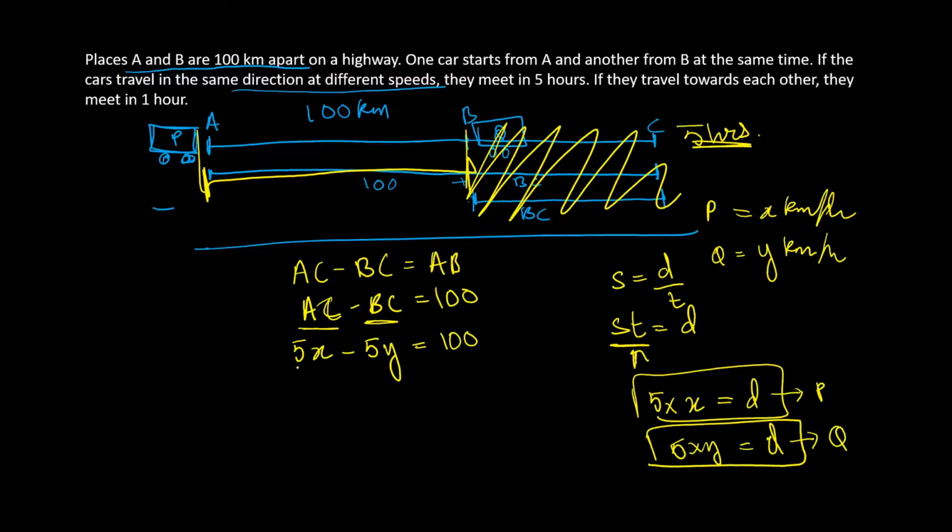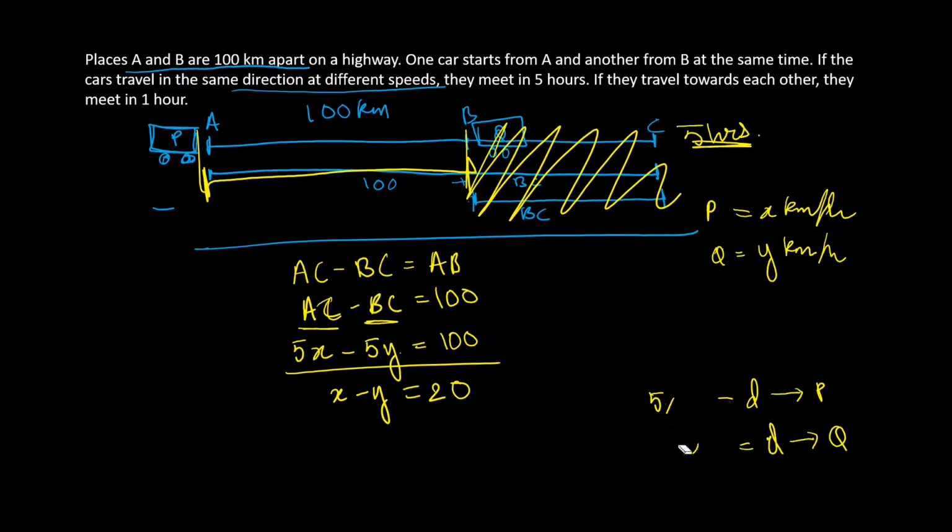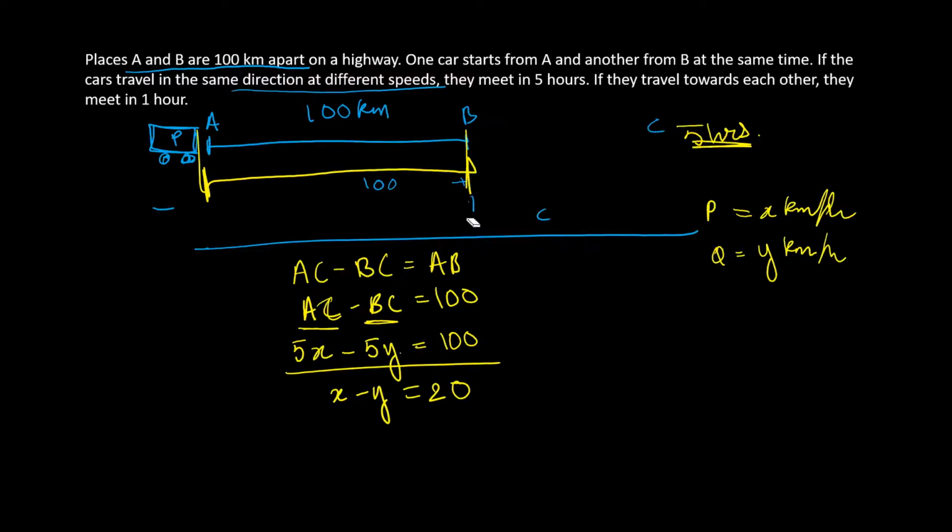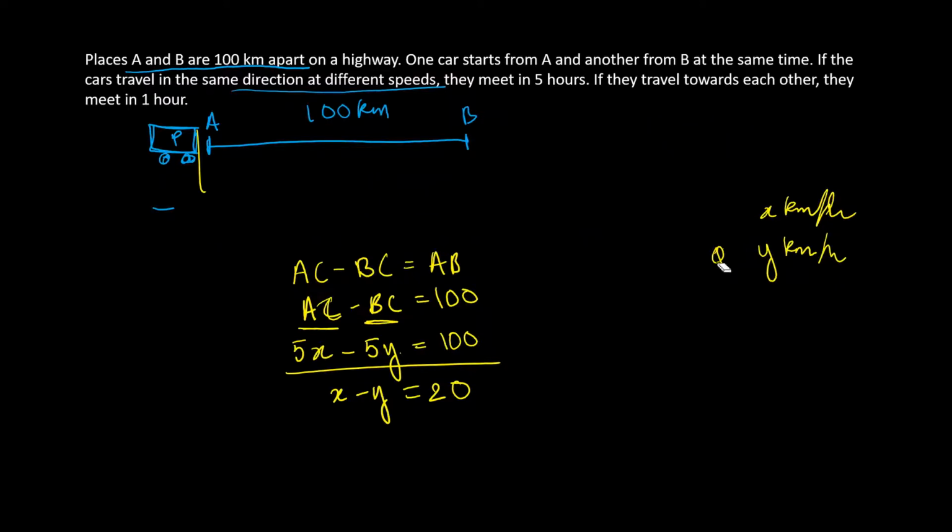Now, if after solving this, take the 5 common, divide it over there, we'll get x minus y as 20. After getting x minus y as 20, let me take all this out here so we can solve it again. Next, let us move on to the second situation which we have been given. In that, we do not need to include the destination C. So that has, this is P and Q, this is important.